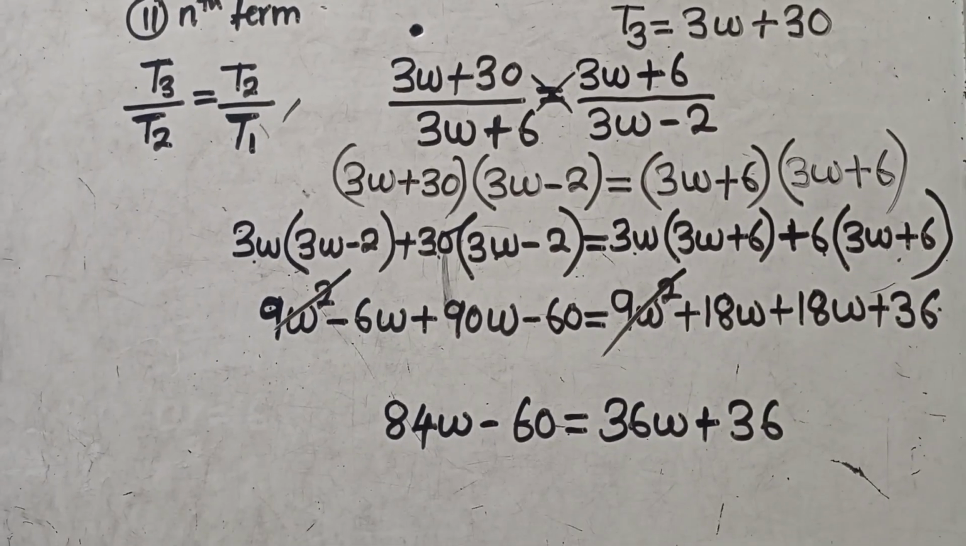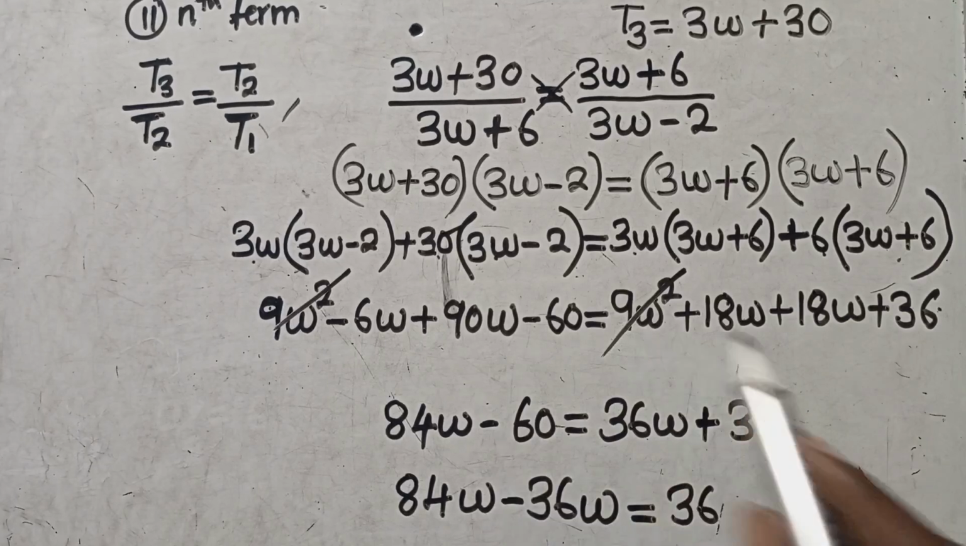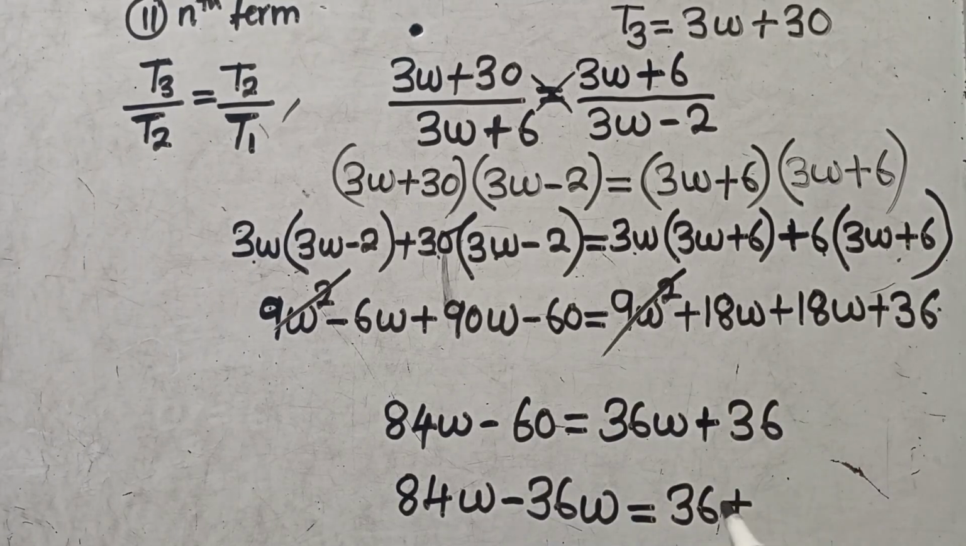How then do you do this? You say 84w minus 36w, which is equal to, this is already 36. When this one comes this side, it becomes plus. Plus what? Plus 60. This is what we are going to have. I substitute this. This is paper 2. You are allowed to use a calculator.